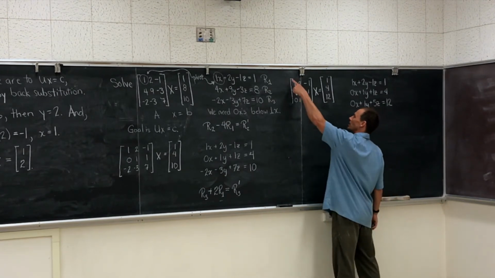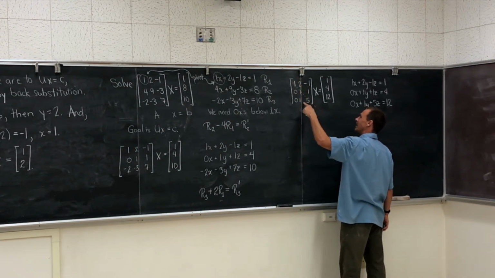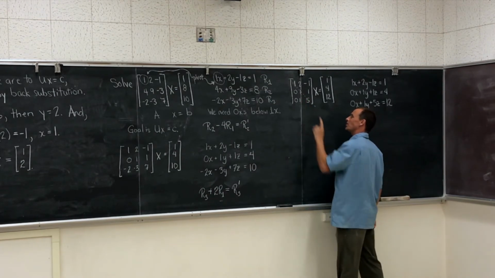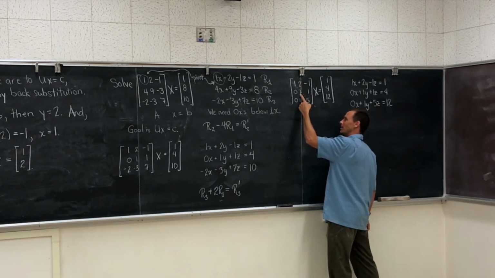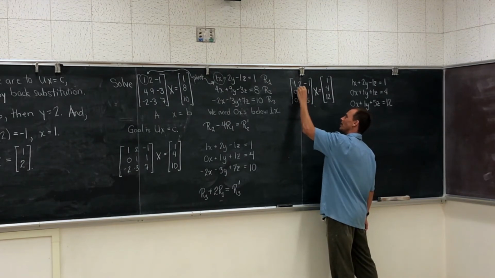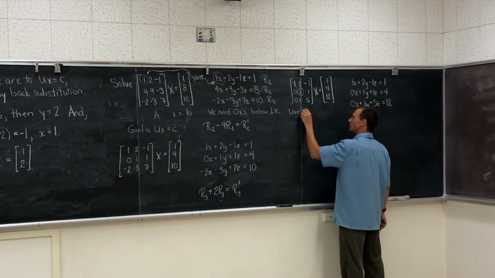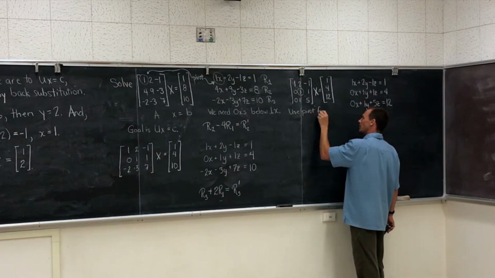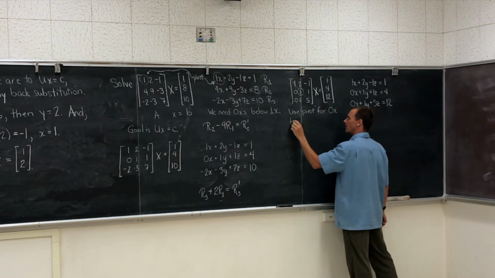Upper triangular would mean, here's my diagonal. It would mean I'd have zeros in all entries below the diagonal. So this one becomes my next pivot, and I want to get 0 in that position. So there's my pivot. And so we want to use the pivot for 0x below.